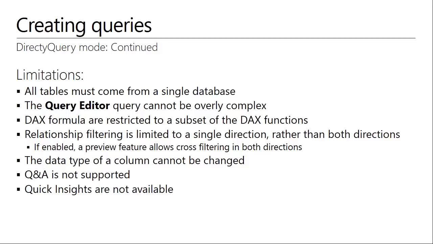Relationship filtering is limited to a single direction rather than both directions, although in preview there is a feature that allows you to trial this. The data type of the column cannot be changed. Q&A will not be supported in the Power BI service dashboards, and likewise quick insights will not be available.